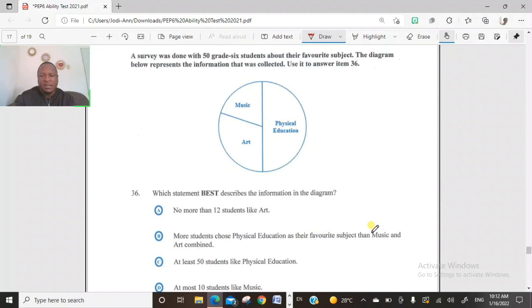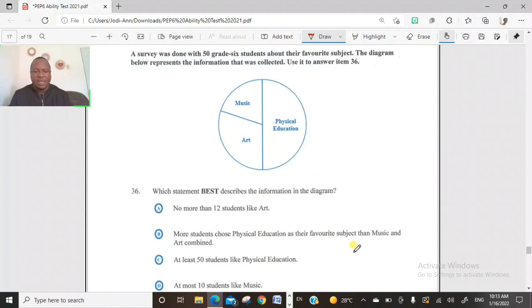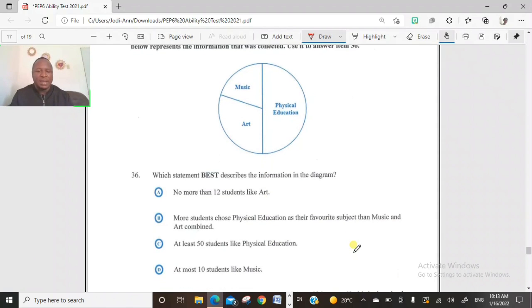More students choose physical education as their favorite subject than music and art combined. No, these two combined make 50, and this alone is 50, so it says more combined. No. At least 50 students like physical education? 50% like physical education, but not 50 students. With 50 students in total, half of that is 25.